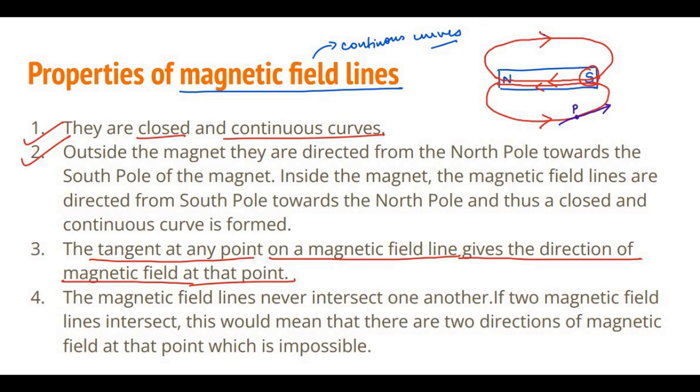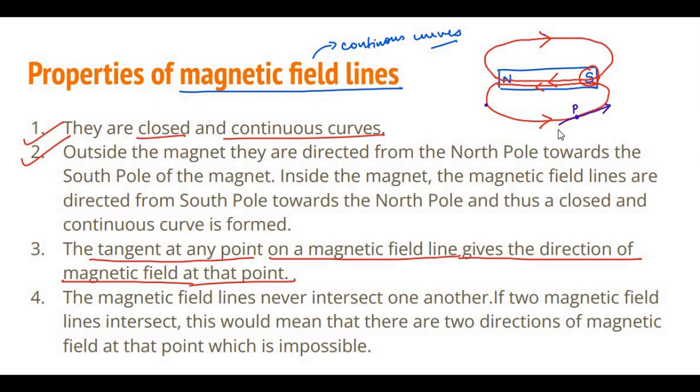Say, suppose this point ka naam P hai. So if I ask you, what is the direction of magnetic field at point P? To us P par tum tangent banaoge. Tangent is a line that just touches that point and does not touch any other point, only that point which is being referred to. So us point par tangent banaya, whatever is the direction of tangent, that direction is the same direction for magnetic field at that point. Magnetic field ka bhi wahi direction hoga.